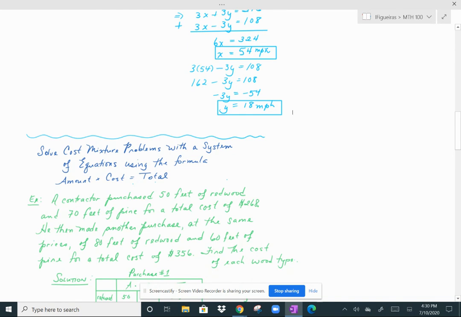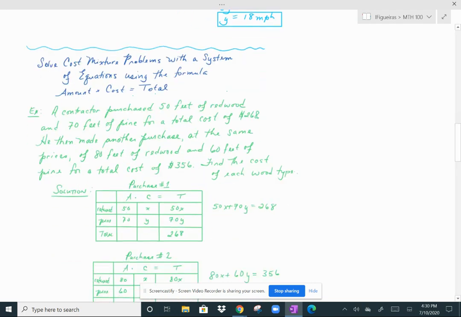And in these problems, we'll be using the formula amount times cost equals total. And so these types of problems will have to do usually with two different transactions or purchases happening, where you're able to set up one equation for one transaction and another equation for another transaction, and then those two equations create your system. So here's our first example.